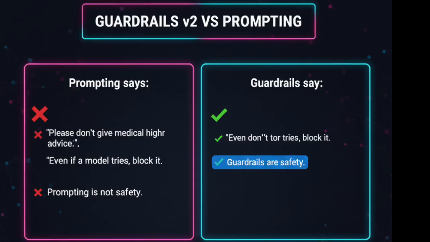Guardrails v2 vs prompting. Prompting says, please don't give medical advice. Guardrails say, even if the model tries, block it. This is an exam rule you must memorize. Prompting is not safety. Guardrails are safety. If the question says guarantee, enforce, prevent, or block, the answer is guardrails, not prompting.